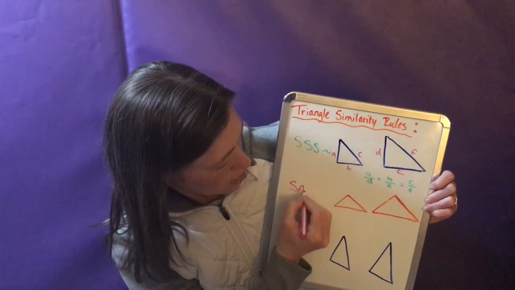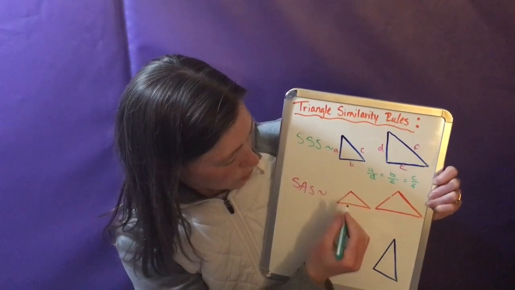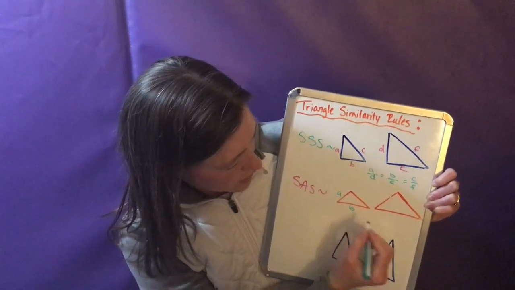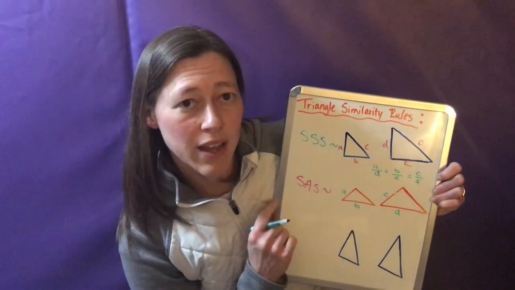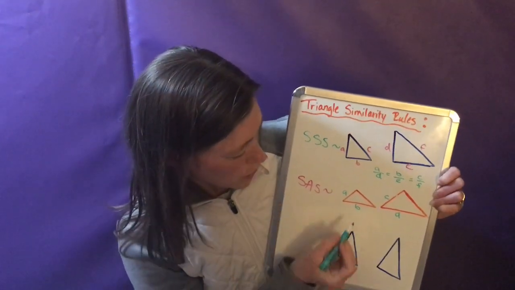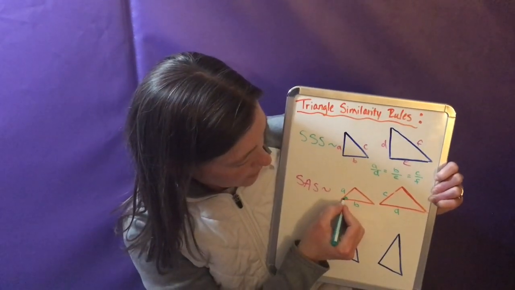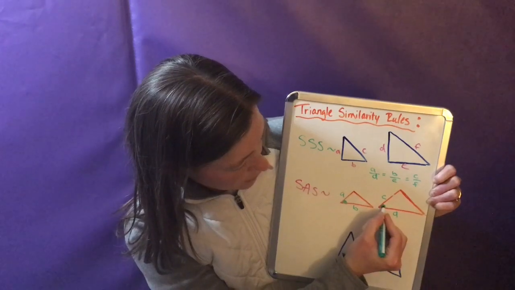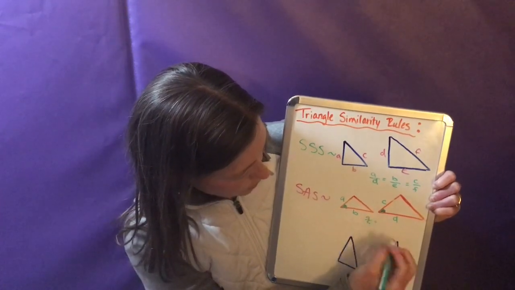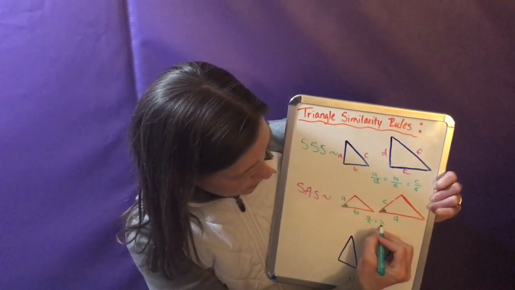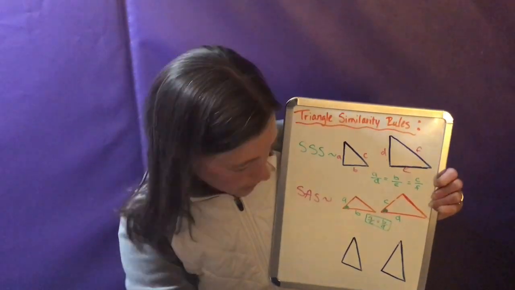All right, the next one is side, angle, side similarity. Okay, and so what that means is that we've got, let's call this A, and this B, and this C, and this D. Okay, and again, the sides, it doesn't mean that they are congruent, it means they're proportional. But then since there's an angle between the two sides, that would mean that these two angles would have to be congruent. Okay, so the things that need to be true are that A over C is equal to B over D, and then also that the angle between those two sides are congruent.